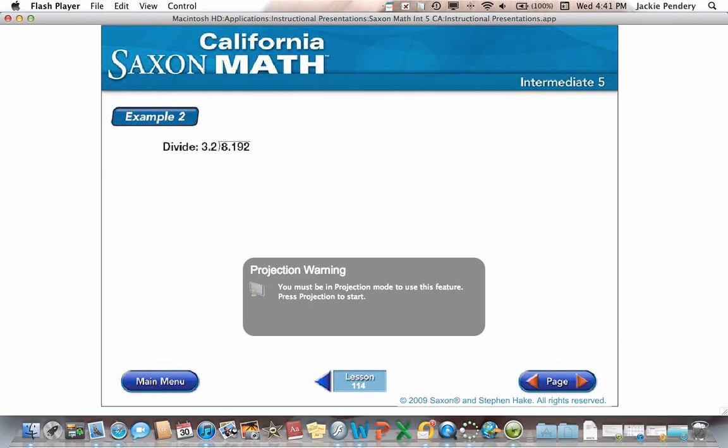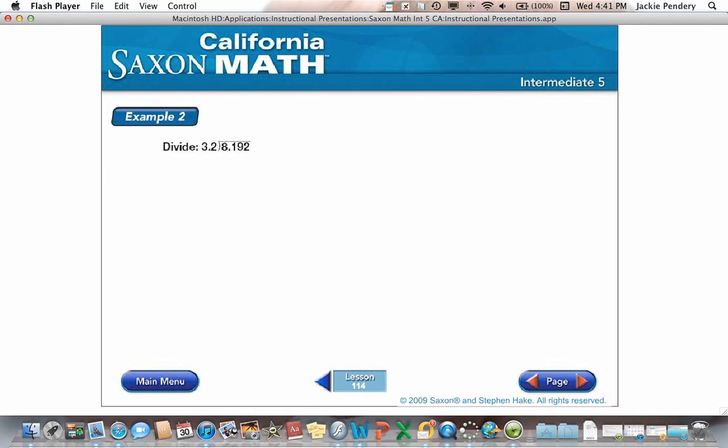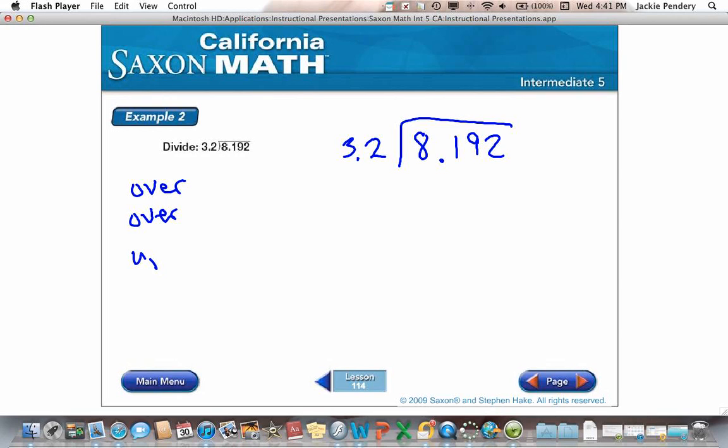Okay, example 2. 8.192 divided by 3.2. Okay, so again, we do over, up. So my first decimal moves over one place, second decimal moves over one place, and then we move it up. So now 32 goes into 81 twice. 2 times 2 is 4, 2 times 3 is 6.